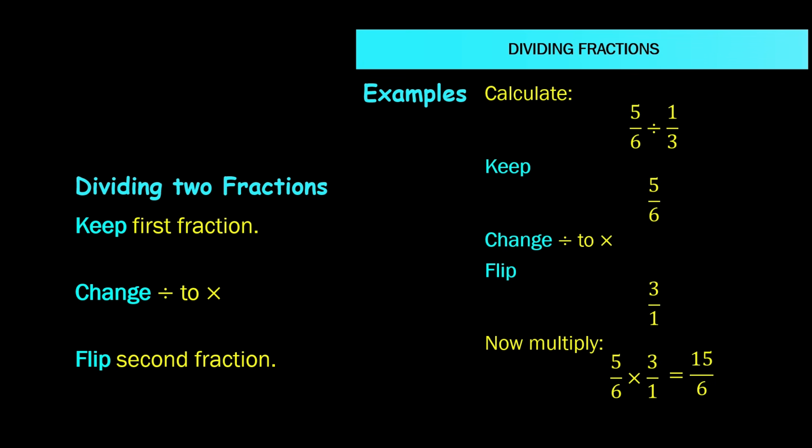giving us 15 over 6. And the common factor of 15 and 6 is 3, so dividing numerator and denominator by 3 gives us 5 over 2. So our final answer is 5 over 2, which is 2.5.